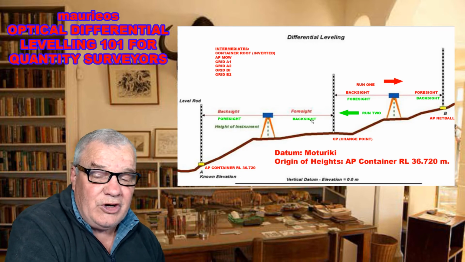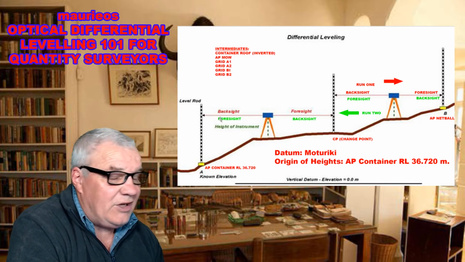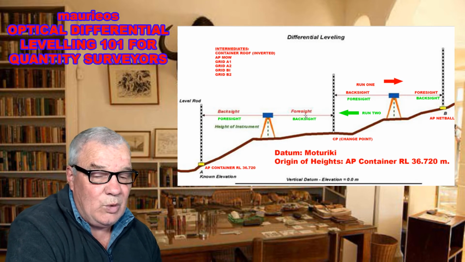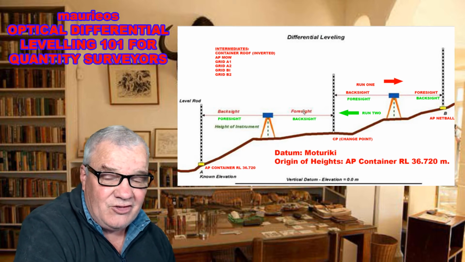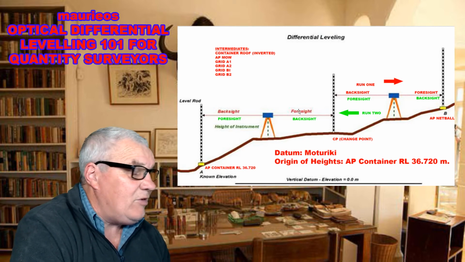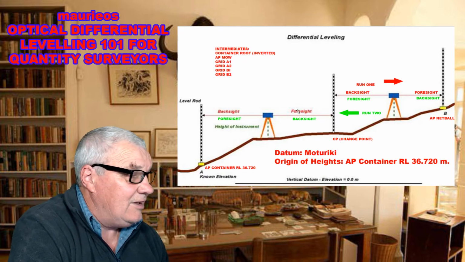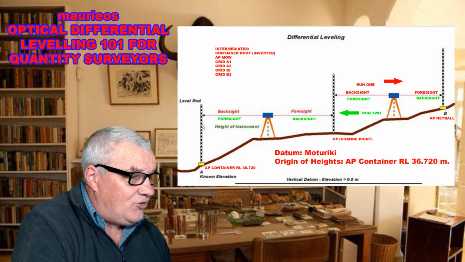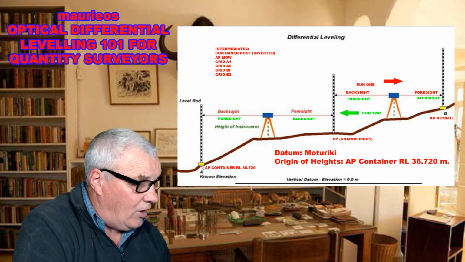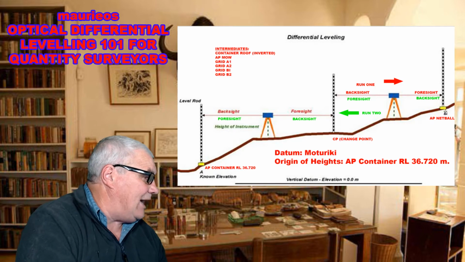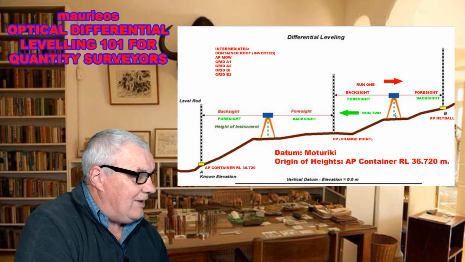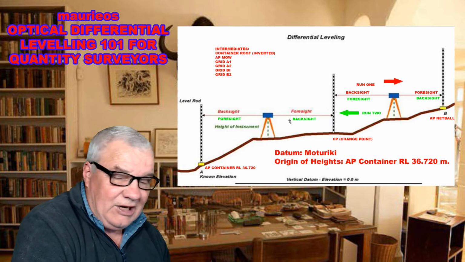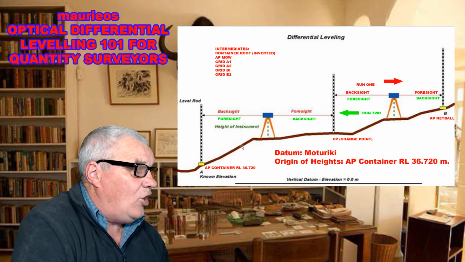That is good at eliminating error. It means that if there is any error, the error is equal if the backsights and foresights are equal. So we keep our backsights and foresights equal wherever possible. It reduces error. It's not always possible. Now, our major job is to transfer a height from AP container over to AP netball so that we can have accurate heighting points on both sides of our job.